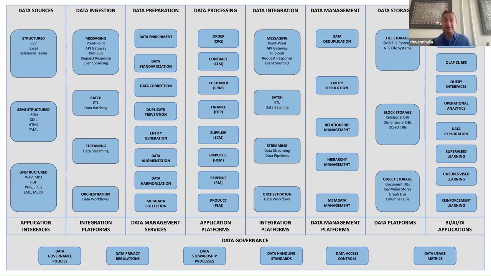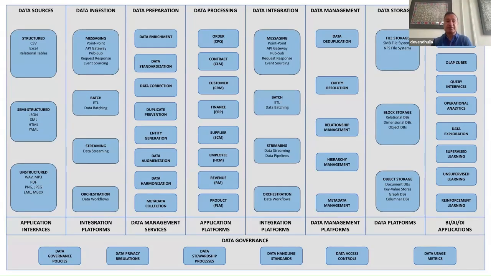Data is sourced from various different sources. That could be your structured data, which includes your tables, relational tables, etc. Your semi-structured data, your JSON, XML, HTML, etc. And your unstructured data, which is coming from your videos and text, social media, images and files. So all this data is then ingested into what is called the staging layer.